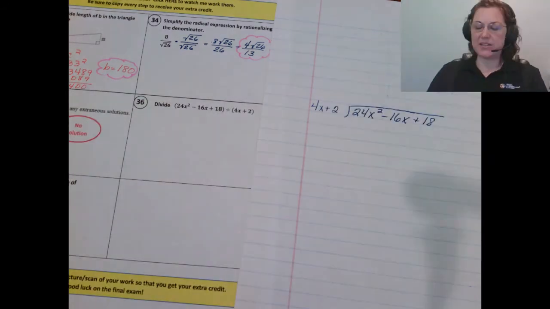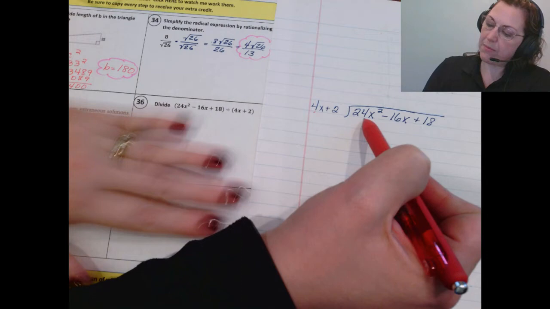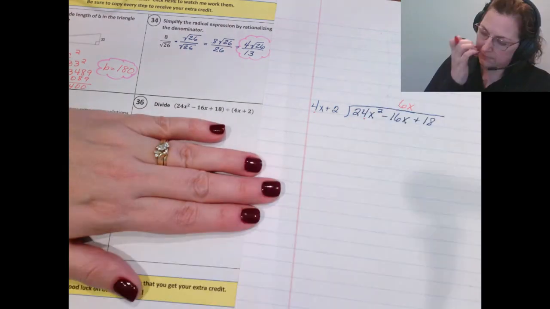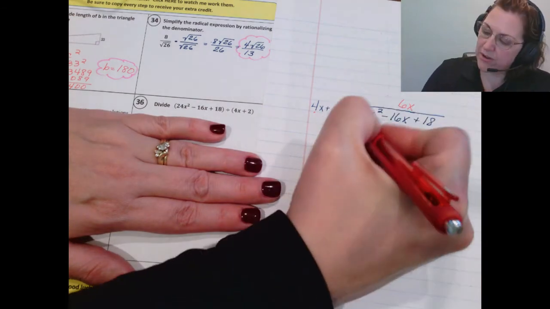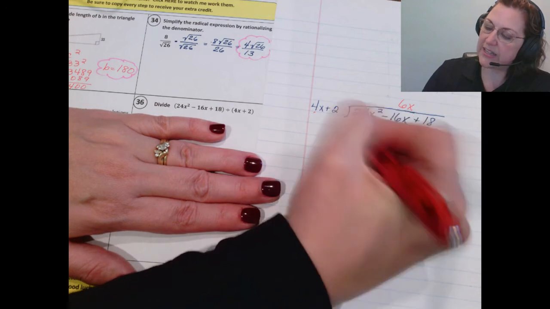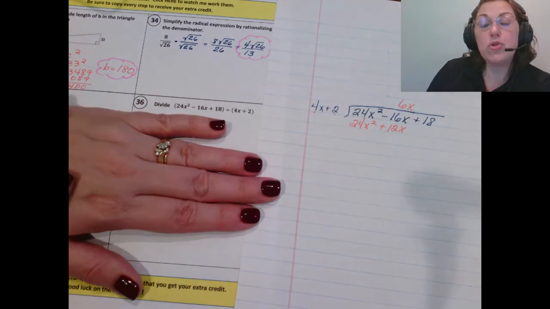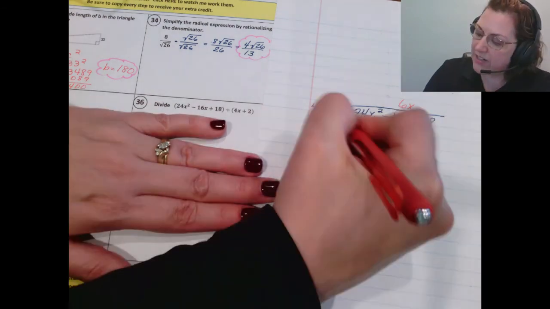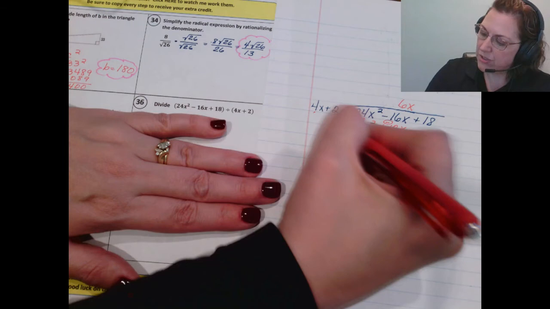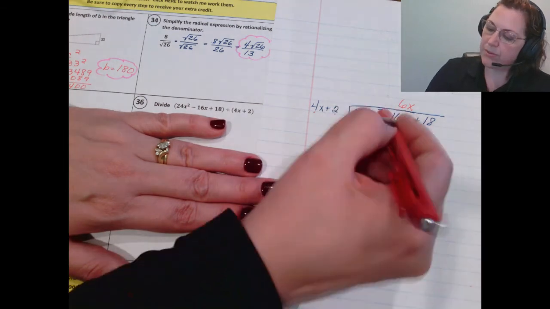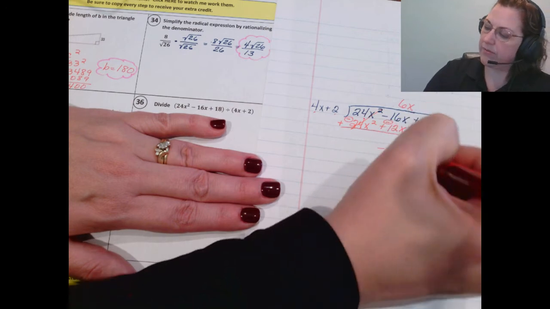And now I'm going to ask myself, what times 4x would give me 24x squared? Well, that would be 6x. Now let's multiply. 6x times 4x is 24x squared. 6x times 2 is 12x. Now in algebra, normally we would subtract, but it's easier to add and change all the signs. So I'm going to do that. These two will cancel. That leaves me with negative 28x, and I'm going to bring down the 18.